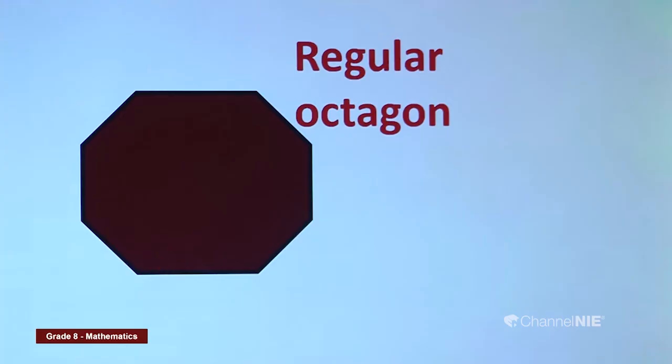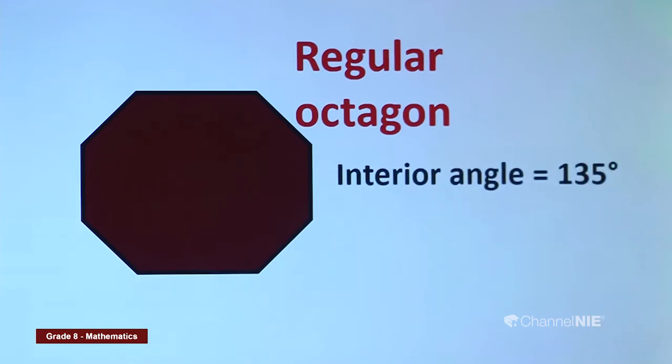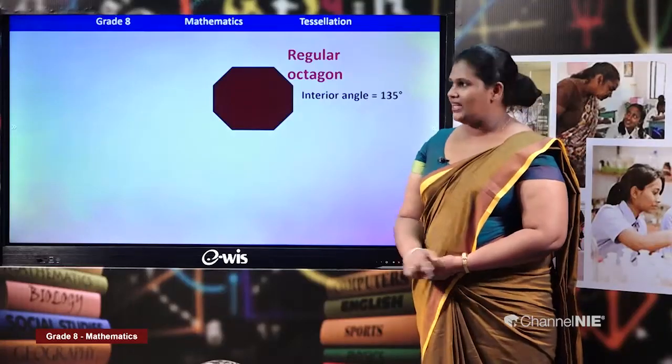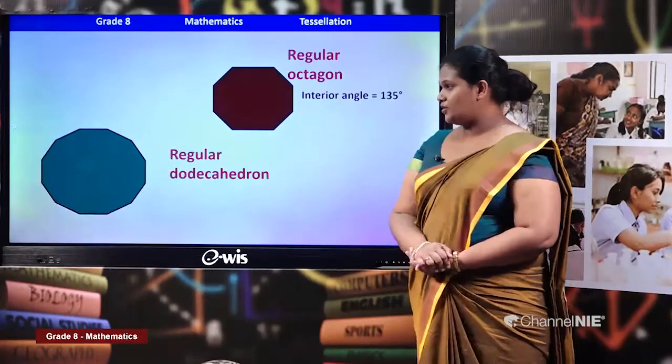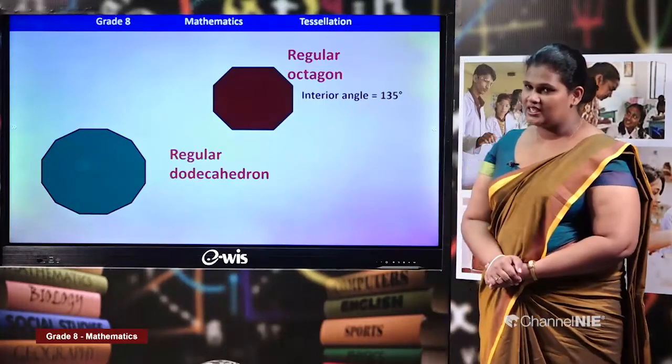Here it's a regular octagon, that means all 8 sides are equal in length. The magnitude of all interior angles are equal. So, we can say the magnitude of an interior angle is equal to 135 degrees. Then we will have a look at the regular dodecagon.